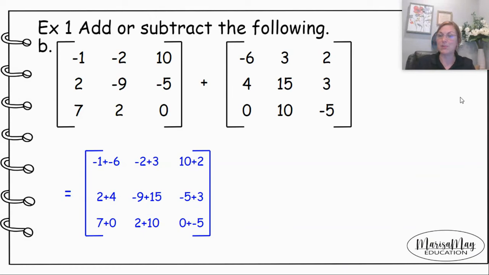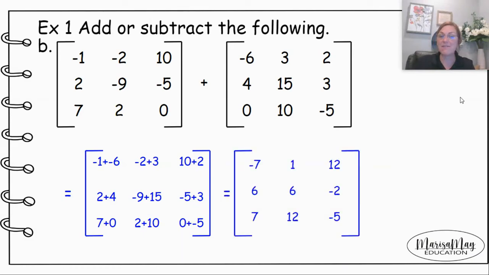So the -1 plus -6 would give me -7. The -2 plus 3 would give me 1. Again, I'm just very detailed here. Sometimes if I have it on paper, I'm putting my finger on each one of them so I don't lose track of where I'm at in the matrix when I'm adding.